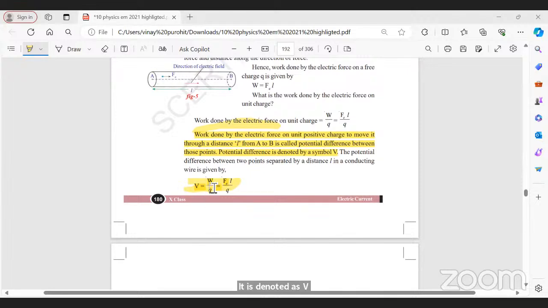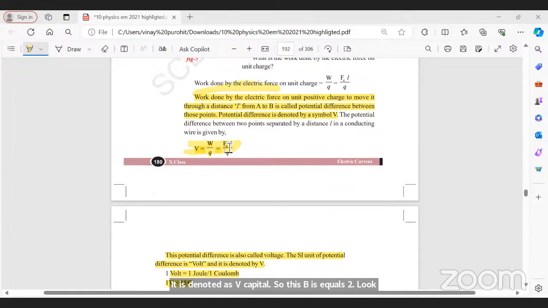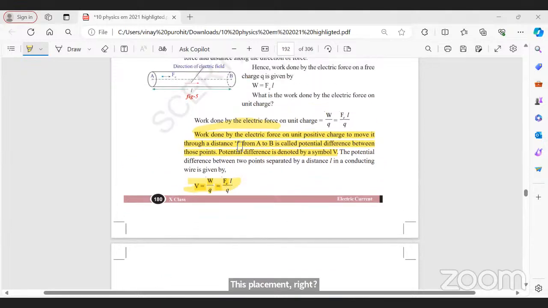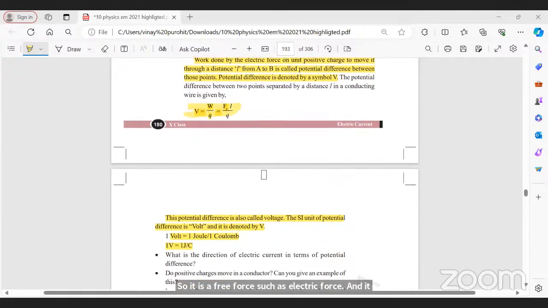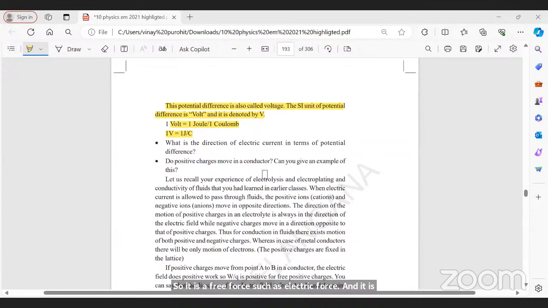So V is equal to work done W by q, which is equal to Fe times L by q. Here, work done is force into displacement, where Fe is the electric force and L is the length. So this potential difference is also called voltage. So the SI unit of potential difference.